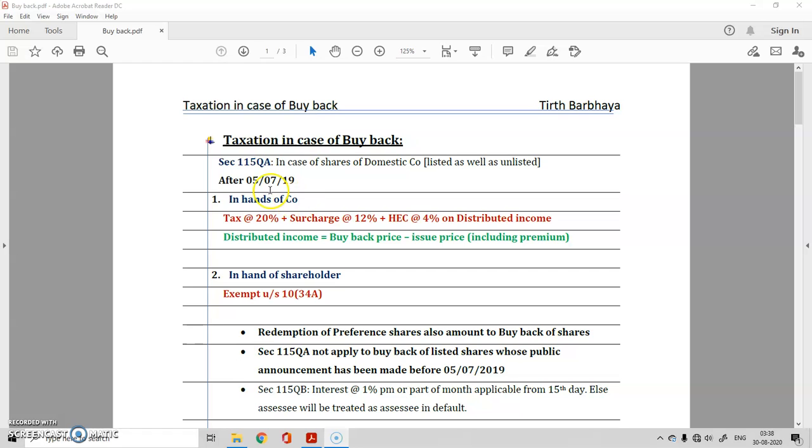Now moving to the topic, taxation in case of buyback. As per section 115QA, in case of shares of a domestic company, whether it is listed or unlisted, it is applicable after 5th July 2019. Taxation in case of buyback is on distributed income, which would be arrived at by buyback price minus issue price including premium. Tax would be paid at 20%, surcharge at the rate of 12%, and health and education cess at 4%. In the hands of the shareholder, it would be totally exempt under section 10(34A).